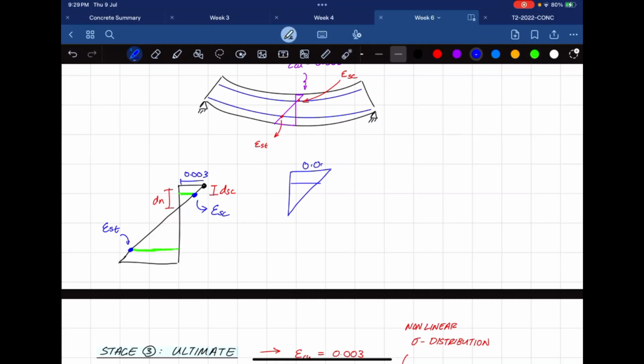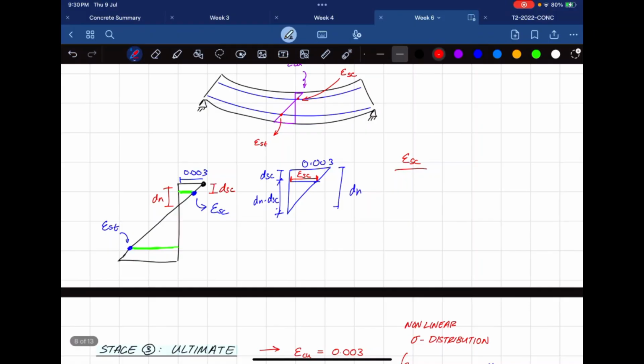This is 0.003. From here to here is dsc. From here to here is dn. What I'm trying to find is this length here, sc. So I'm going to do this over d. That's incorrect, sorry. This is dsc. So I have to figure out this length, which is easily figured out: dn minus dsc.